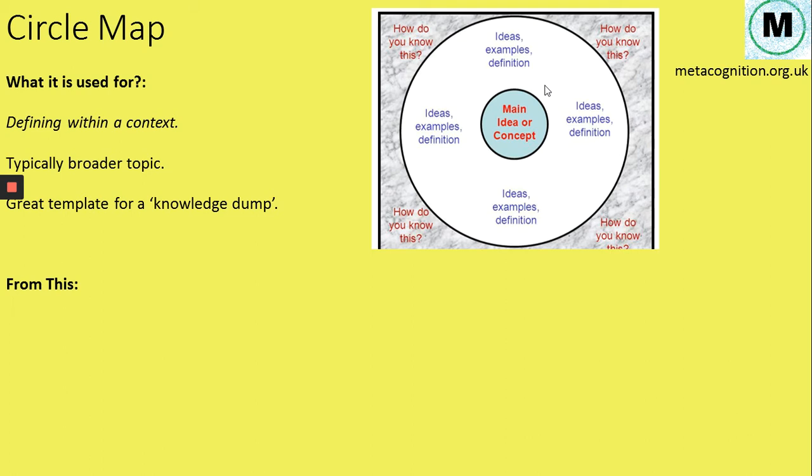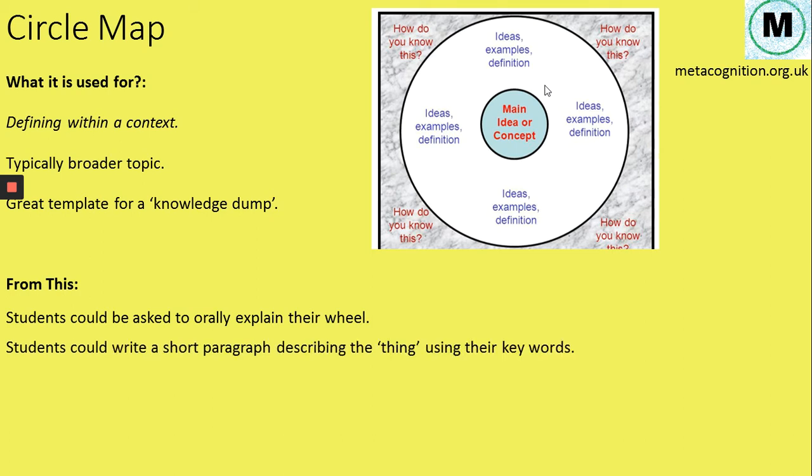Now, once you've decided that a circle map is what you want to do, and once you've got the students to complete it, what can you do with it then? Firstly, students can orally explain their wheels. So you get them to do a little bit of a pair and share. One student could turn to the other and say, this is what I've put down, these are my ideas. And then they can compare, contrast, see what one's got, see what the other one hasn't. You could do it in small groups, or you could get students to come up and present it to the rest of the class.